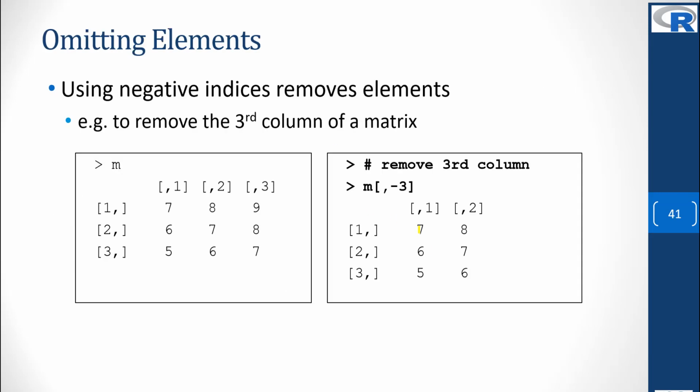As with vectors, we can omit elements with negative indices. So here's M again, and we want to remove the third column. Remember, the negative index removes an element, or removes multiple elements in this case. And so we're saying in every row, because we're not specifying the row, but we're using the comma, in every row, remove the third column from the matrix. So we have 765, 876, and you see that it cuts this entire column out by doing that removal.